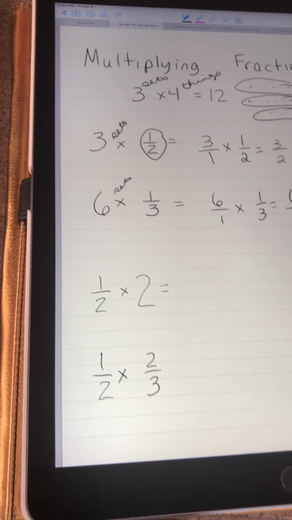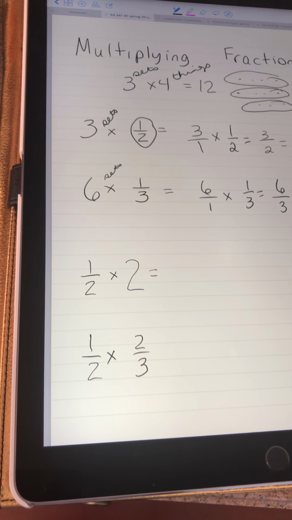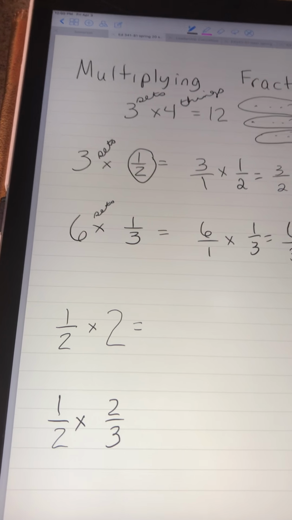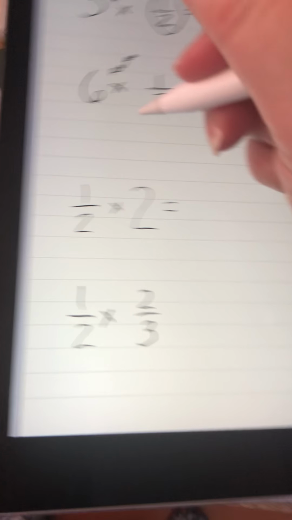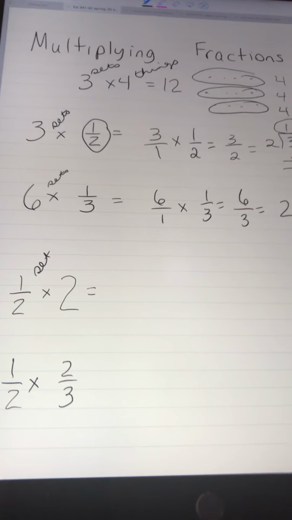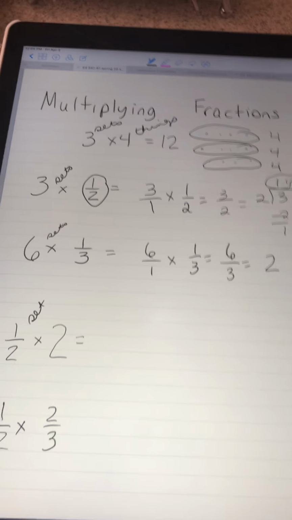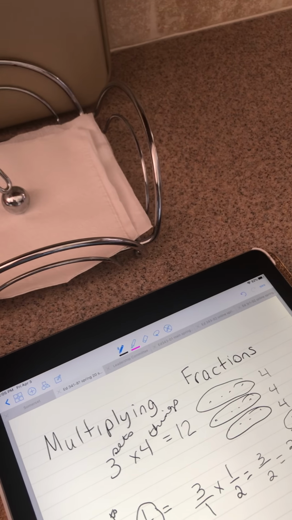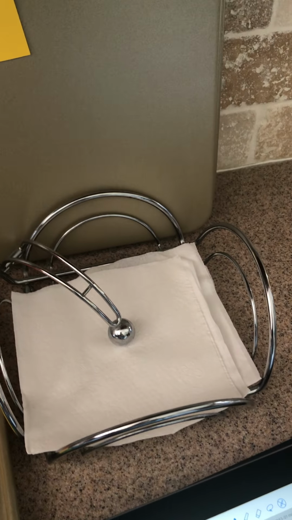So let's think about it the other way. What if the first factor is the fraction and the second factor is a whole number? This would mean half of a set of 2 things. Half of a set of 2 things. And those 2 things are whole numbers.